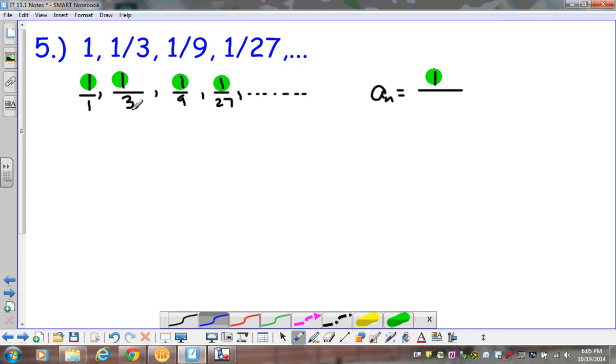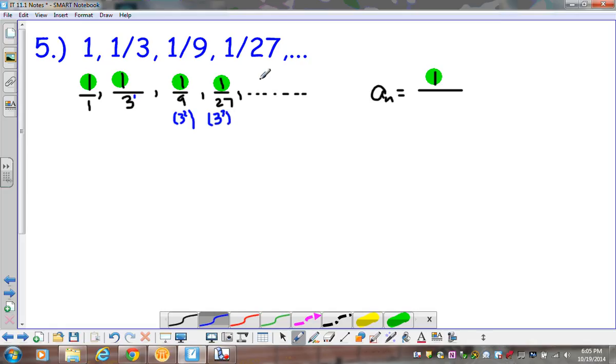Well, 3 to the first power would be 3. 3 squared would be 9. I'm just going to write that underneath here. 3 cubed would be 27. I'm just going to write that in here. So notice each of these denominators can be rewritten as 3 raised to some power.